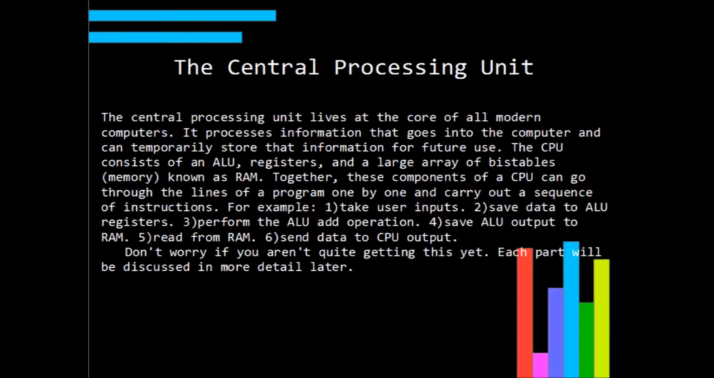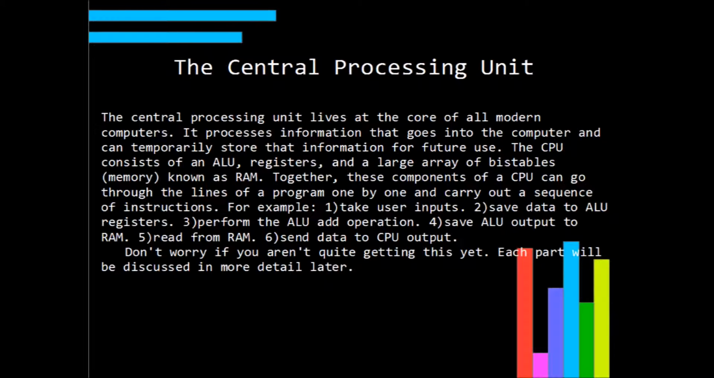The fifth instruction might be read from RAM, and then after that you can send that data that you've just read from RAM to the CPU output. So essentially you've taken two user inputs, saved them, added them, saved them again, and outputted them. This is a big cycle known as the fetch and execute cycle.